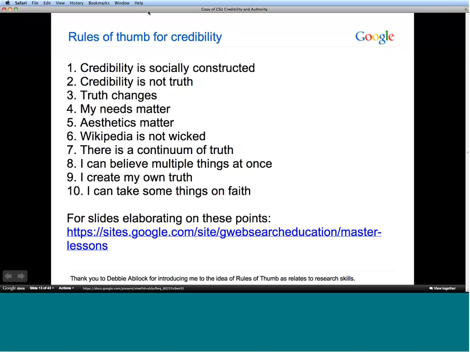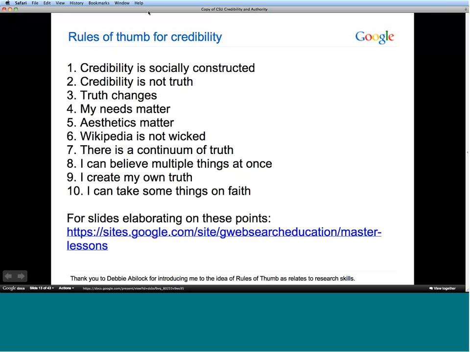Wikipedia is not wicked. We're going to return to that one later, but it's based on the idea that there are a lot of types of sources that get a bad rap, and that we really shouldn't judge. There are great ways to blend them in to our working life.